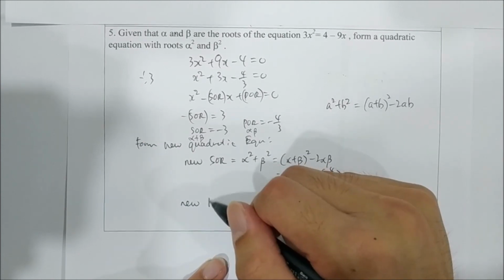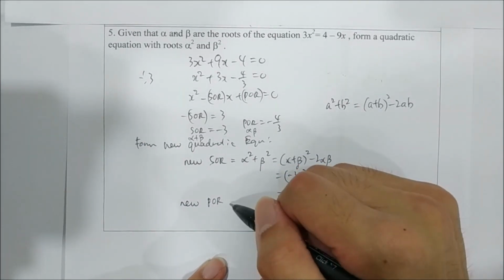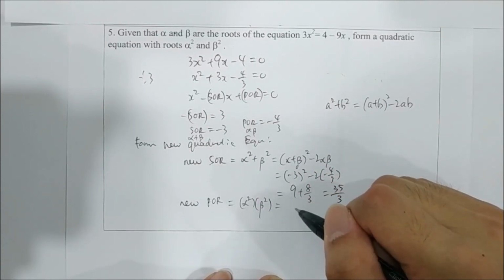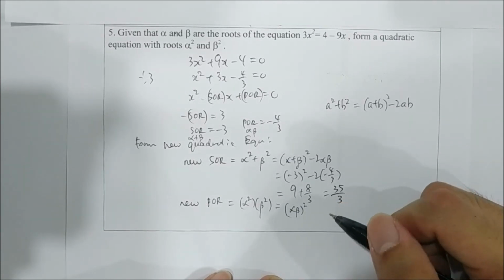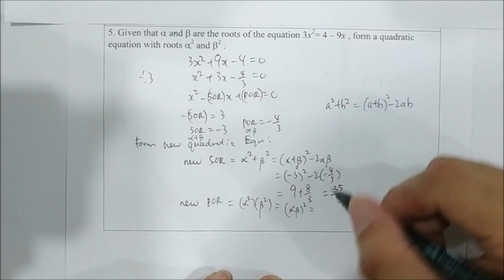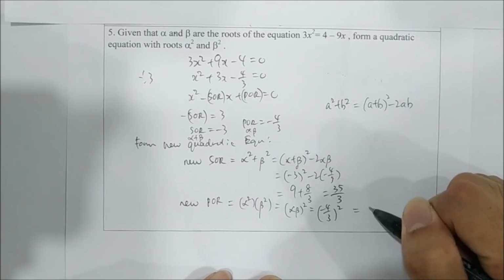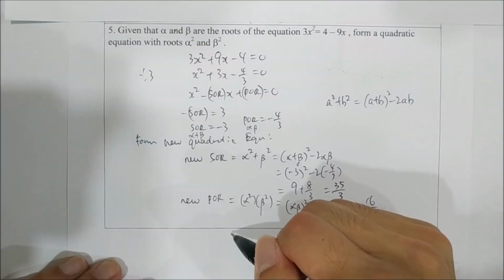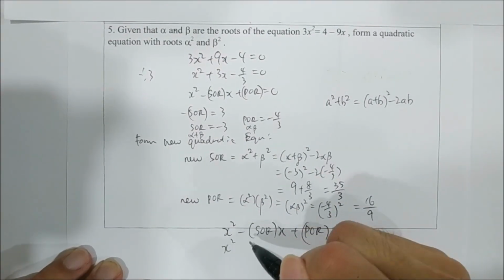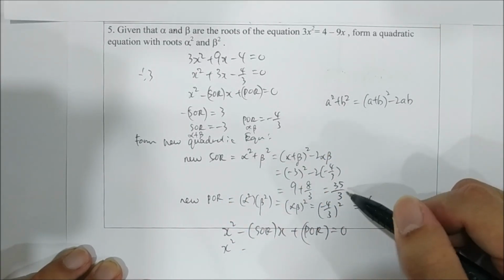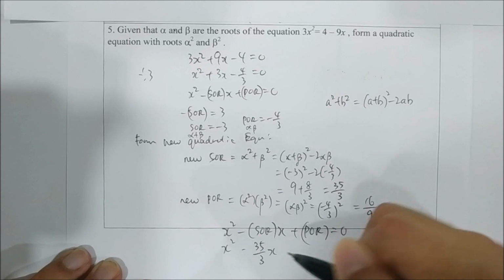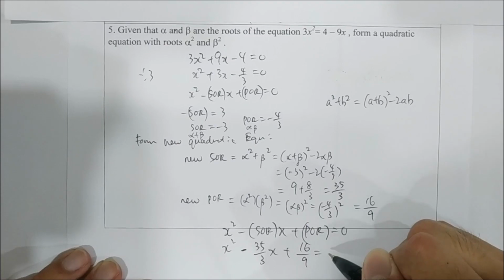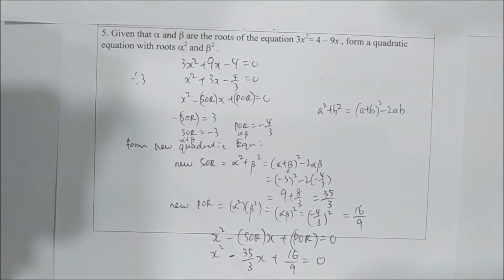Then the new POR equals to alpha squared times beta squared, which is alpha beta squared. So alpha beta here is negative 4 over 3 squared, you get 16 over 9. The new SOR, which is 35 over 3, x plus the new POR, which is 16 over 9, equals to 0. Now we come to the last question.